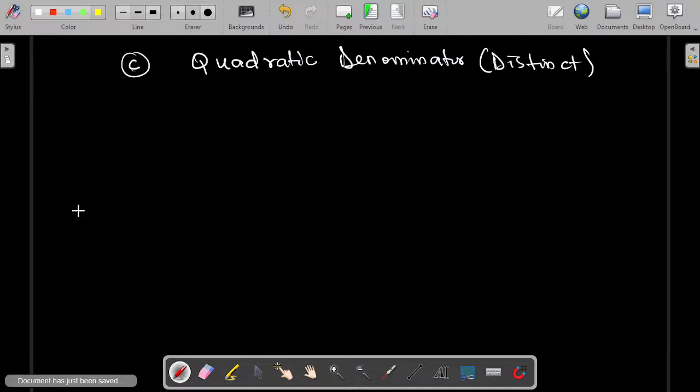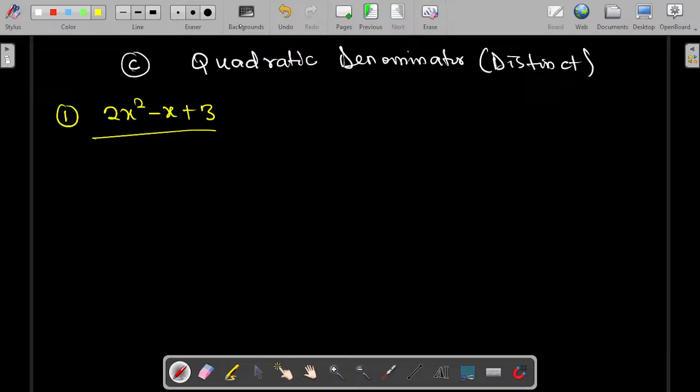Okay, so look at this example. Let me still call it example 1 for this. So here we have 2x squared minus x plus 3 all over x plus 1 into x squared plus 2.